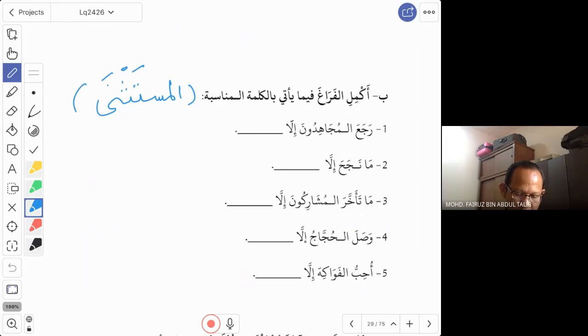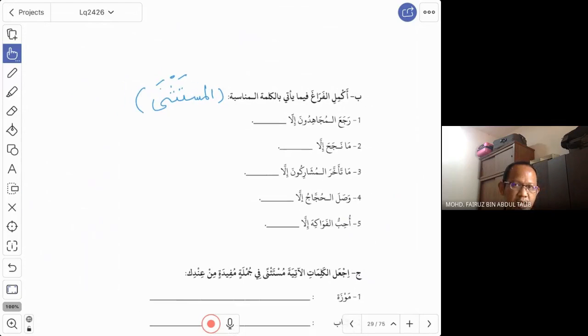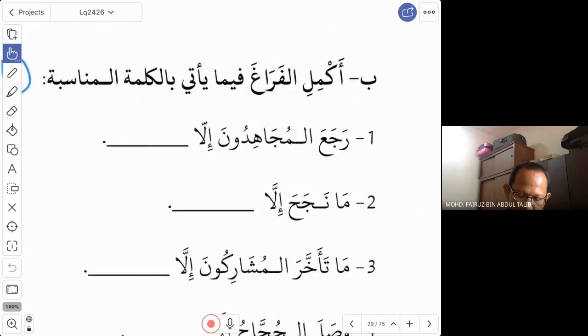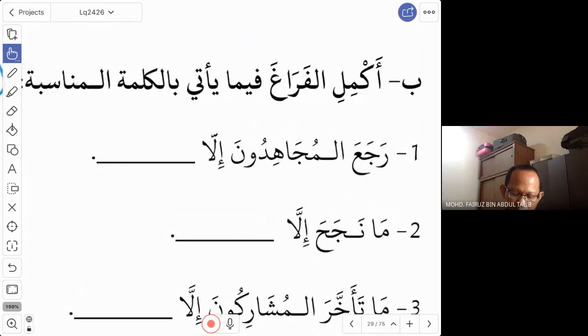Al-mustasna, and you also have to use the correct harakah. Use the correct harakah, the correct hukum, whether it is marfu' or mansub or majrur. Okay, let us do this together. Al-jumlah al-ula, raja'al mujahiduna illa.